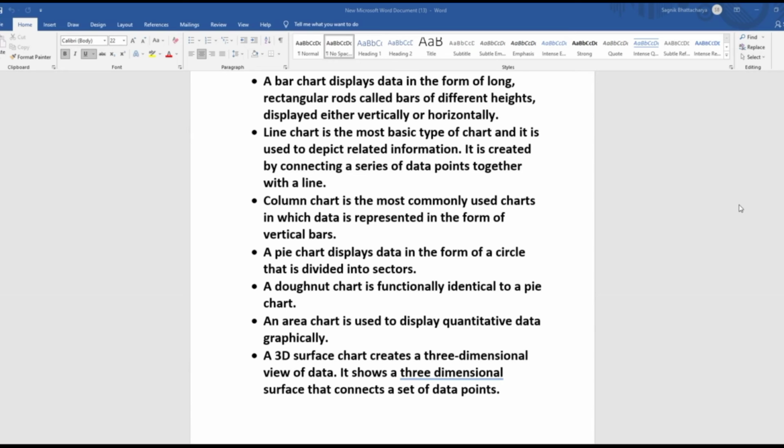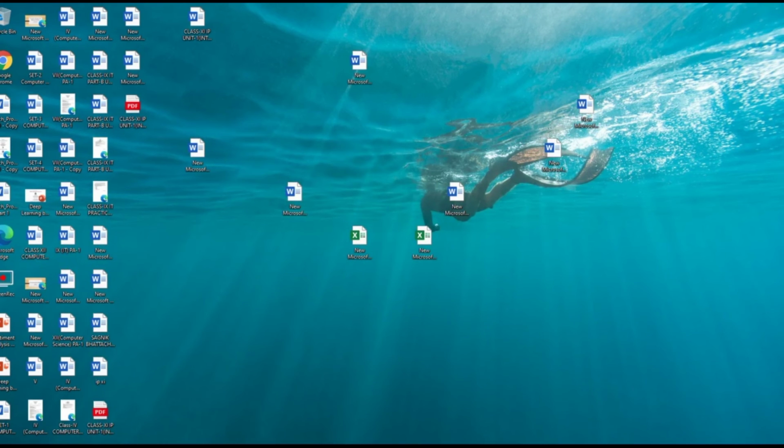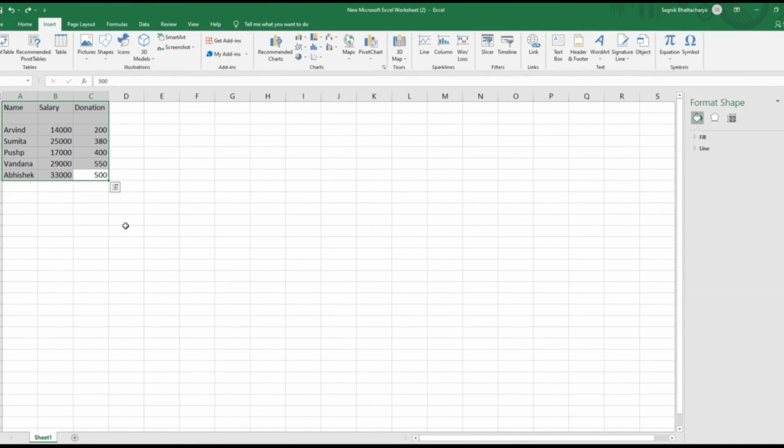Now, I move to the next topic, that is how to create a chart. So, this is the Excel window. Already I put the data here. This is the name column, this is the salary column, this is the donation column. Then at first select the whole thing. After that go to the Insert option, and in the Insert option go to the Charts group.